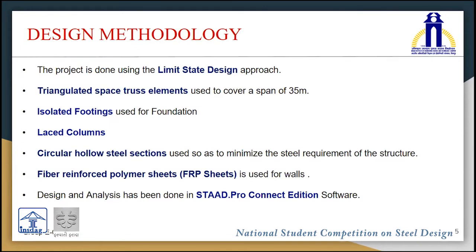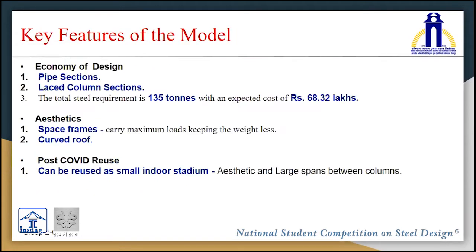The design method used is the limit state method, and we have tried to use hollow sections in the structure so as to reduce the self weight of the structure. Using these, we have formed triangulated space truss elements for the roof truss. Isolated footings are used for footings. For walls we have used FRP sheets, and all the design and analysis has been carried out in STAAD Pro Connect Edition software.